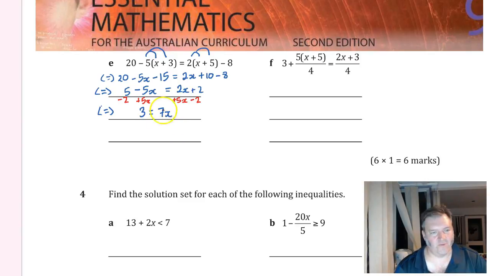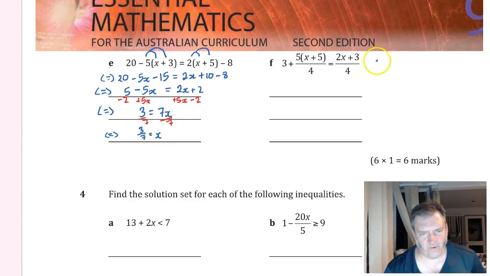To get x on its own, what's the opposite of multiplying by 7? Dividing by 7. So I'm going to have 3 divided by 7 equals x. What do we do again? Divided each side by 7. I'm going to go back and just put that in just to make sure you saw what was going on.